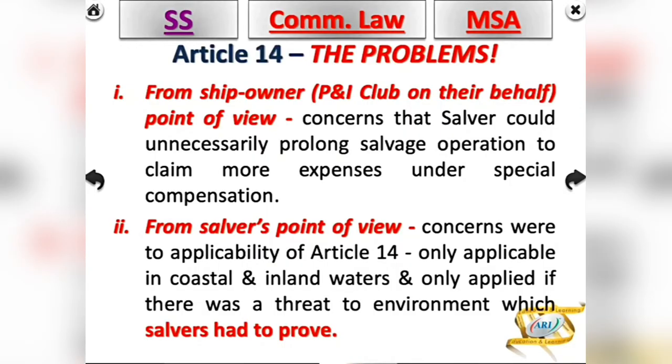It was applicable for getting the kharcha pari and only if there was a threat to the environment and the salvers gone the extra, put the extra effort to prevent or minimize the damage to the environment. That was number one. Thing to do with other than environment, Article 14. Number two, application of Article 14 was very limited to the distance from the coast, near coastal waters. अगर वही environment को save करने 150 मील दूर था तो Article 14 is not applicable.